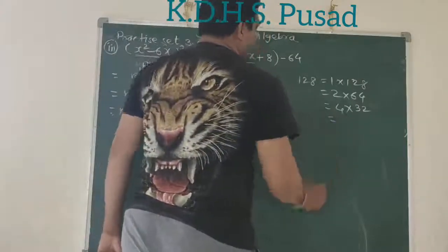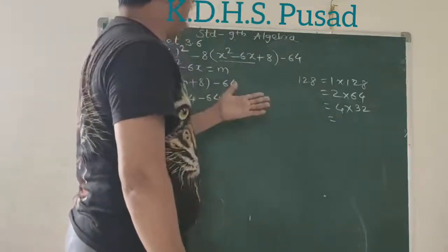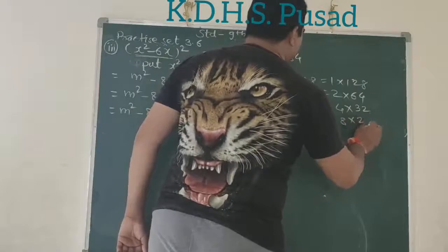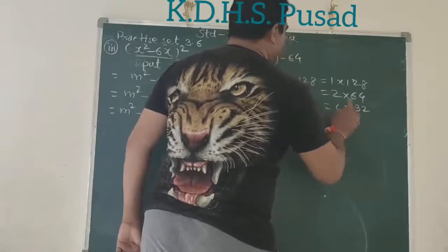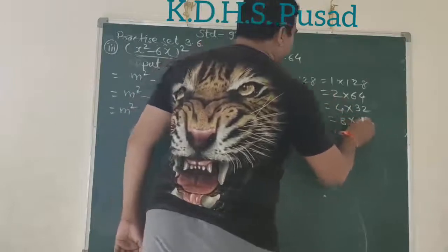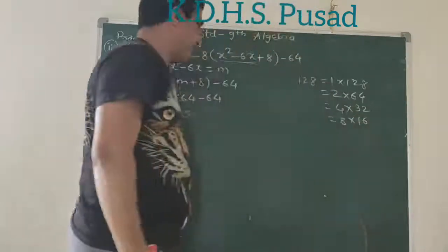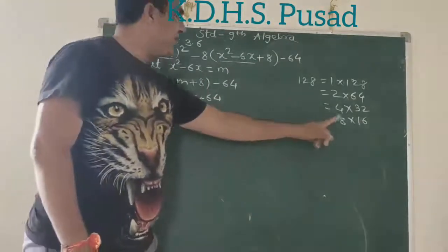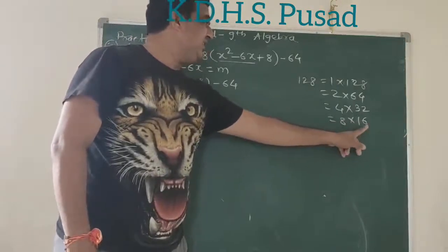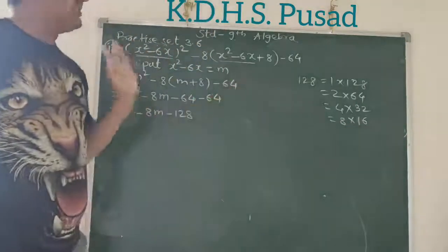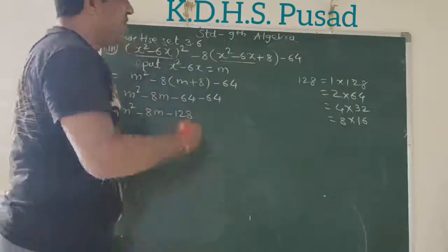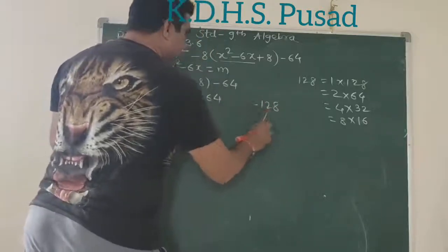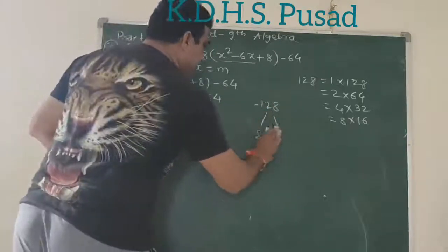5 not possible, 6 not possible, 7 not possible, 8. Just divide by 8. 8 ones are 8, 8 sixes are 48, 60 minus 8, yes, we got the numbers now. We got the required numbers. So for our convenience, I am writing here 128. Now the sign is minus. Now we want two numbers. We got the numbers 8 and 16.